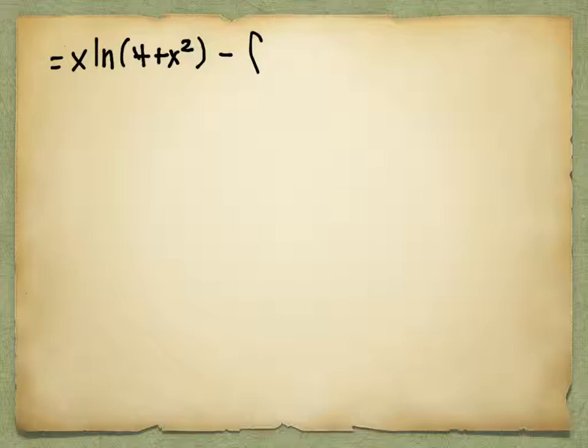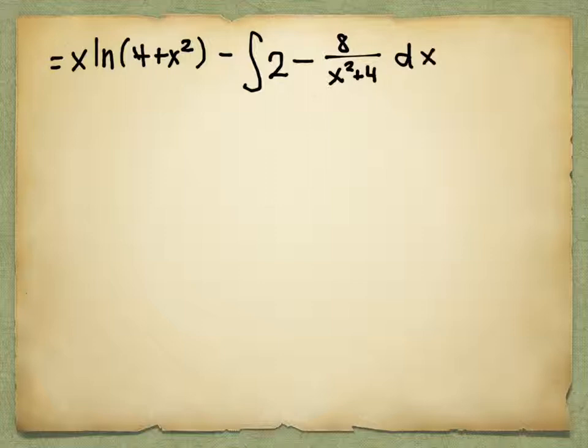Okay, so right now we have x natural log of 4 plus x squared minus the integral of 2 minus 8 over x squared plus 4 dx. Did all the pieces in there correct? Yeah.